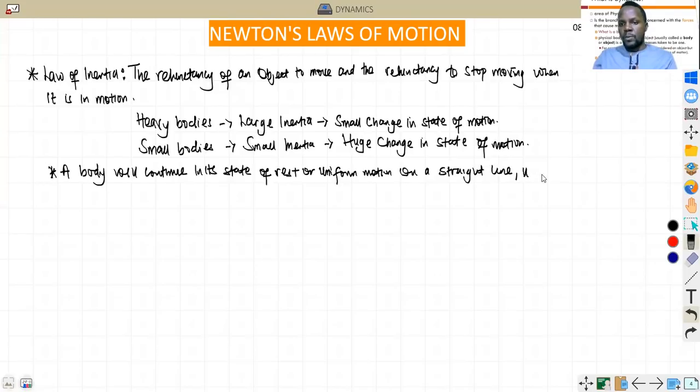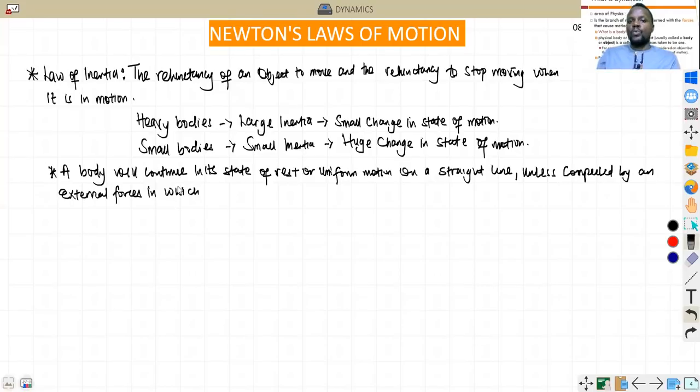Unless compelled by an external force in which it acts otherwise. So that is that about that, and that is where we stop about the first law.